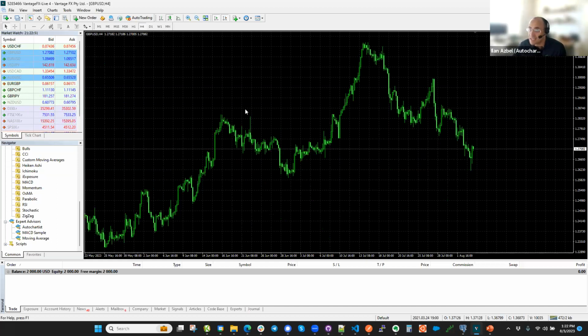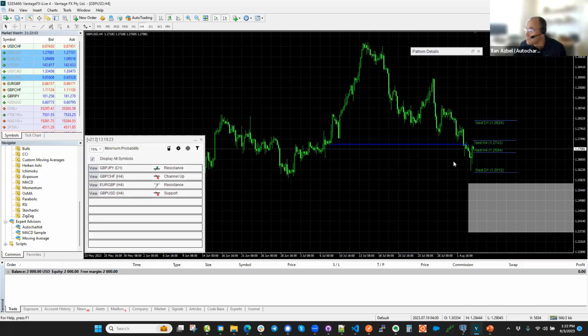I love seeing things like that. For me, that means that something's going on the pound. And here again, Autochartist thinks there's a 70% likelihood of hitting this level over here. And again, you don't have to set it to 70%. You can set it to 60%.